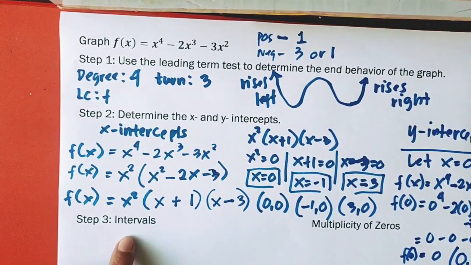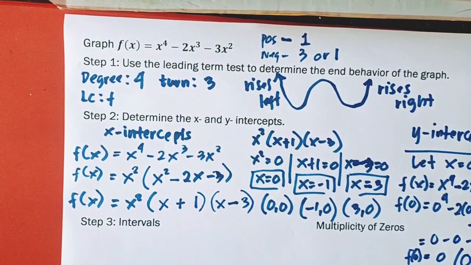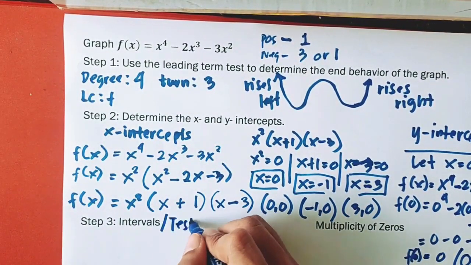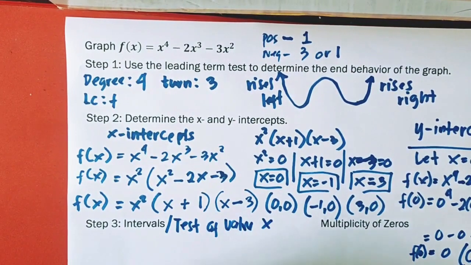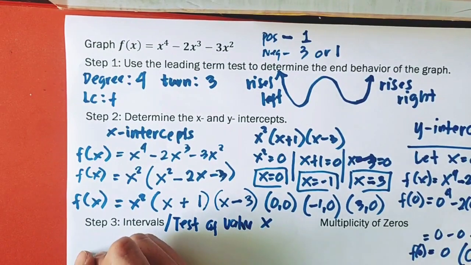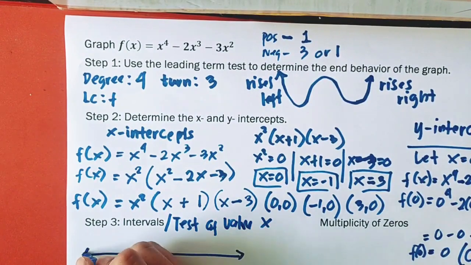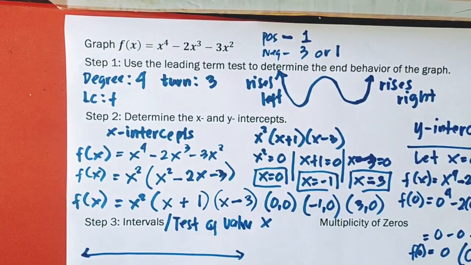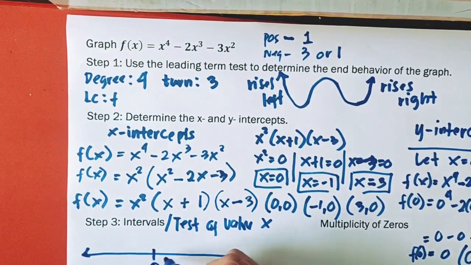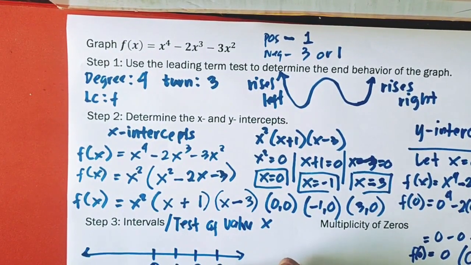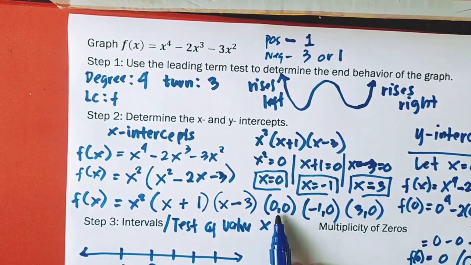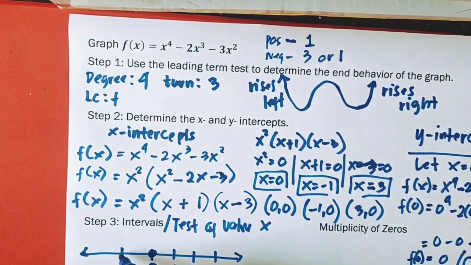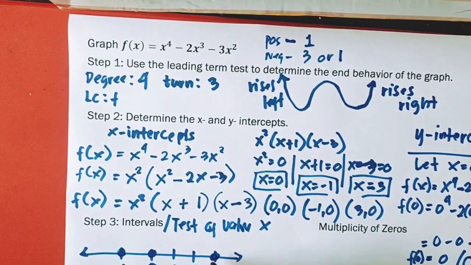Now, intervals. How do we get the intervals? Or the test value of x. Let's try to plot the x-intercepts. So we have 0, 0; 0, 1, 2, 3, negative 1. We're going to plot the x-intercepts: (0, 0), (negative 1, 0), and (3, 0).